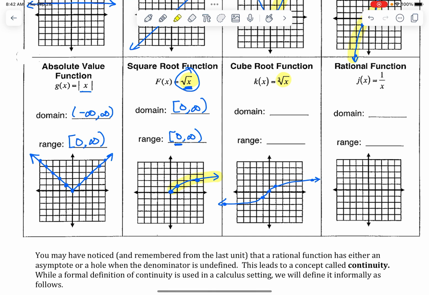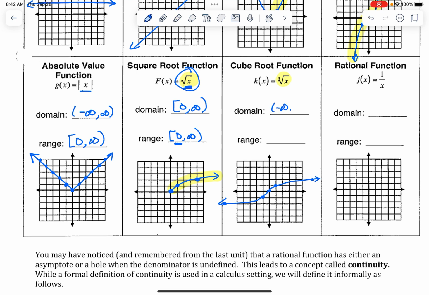And we could extrapolate this more to 4th roots and 5th roots, but we're not going to get too crazy into them because it's really just a variation on that. And just like the cube function, the domain and range are all real numbers.